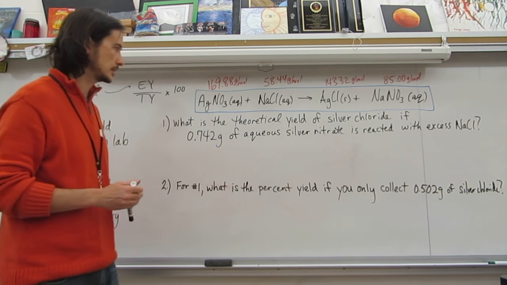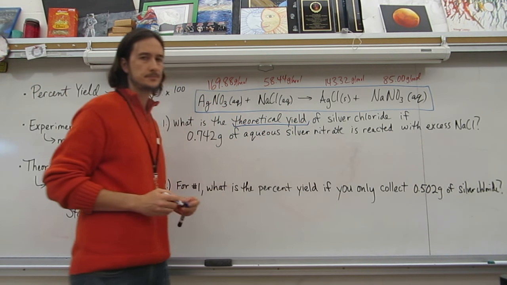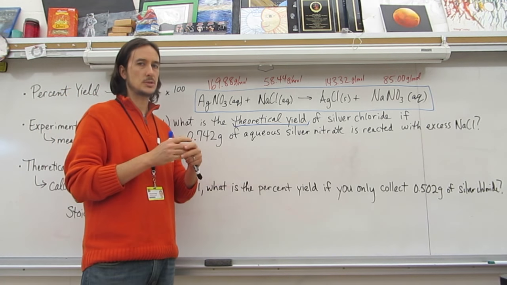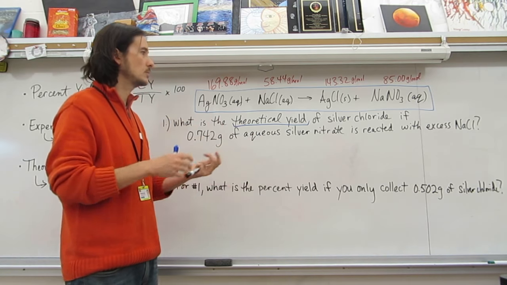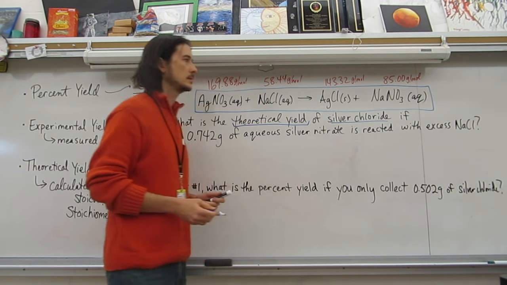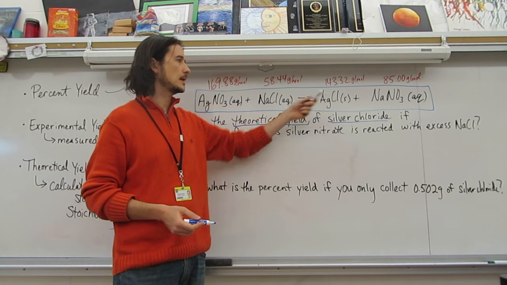So I'm going to underline a few things. Number one, we've got theoretical yield. So for theoretical yield, it's just stoichiometry. This is just on the page, we do a calculation, we figure it out. I'm going to also underline silver chloride, because that is the product that I'm interested in finding.